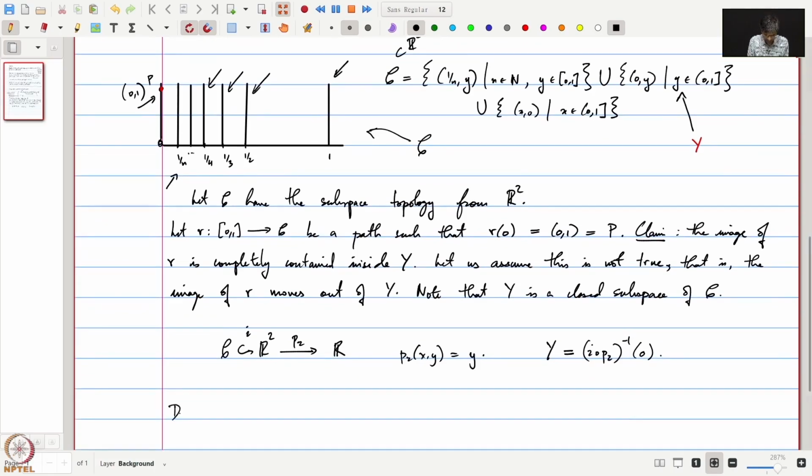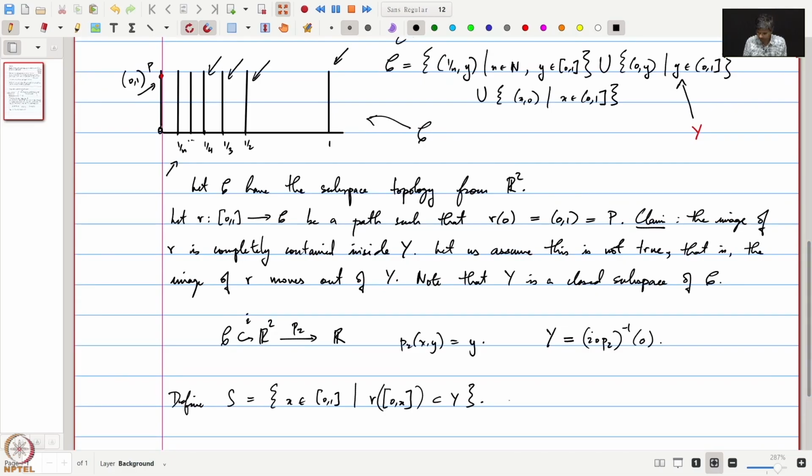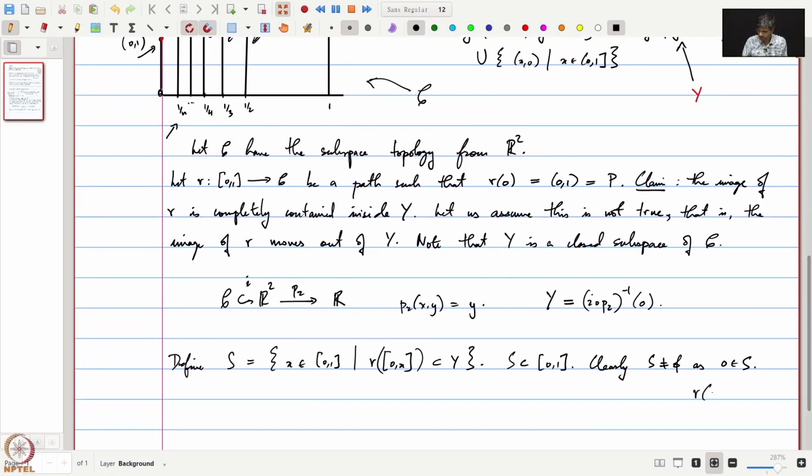So now we define this set S to be those x in [0,1] such that the image of [0, x] is completely contained inside Y. S is contained in [0,1], and clearly S is non-empty as 0 belongs to S, because gamma of [0,0], which is just gamma of 0, which is equal to P, belongs to Y.